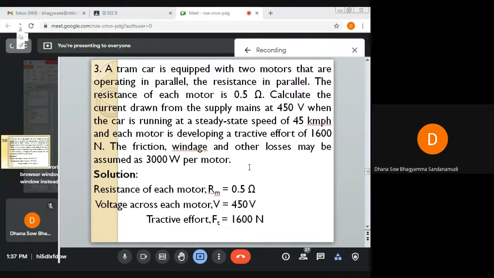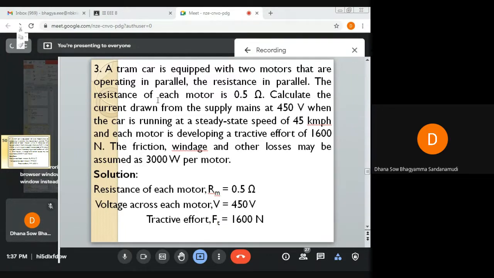Terms in this unit. Okay, so a tram car. You know what is meant by a tram car? A tram car is equipped with two motors that are operated in parallel. The resistance is also in parallel.